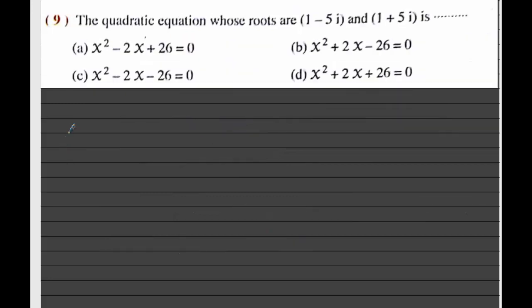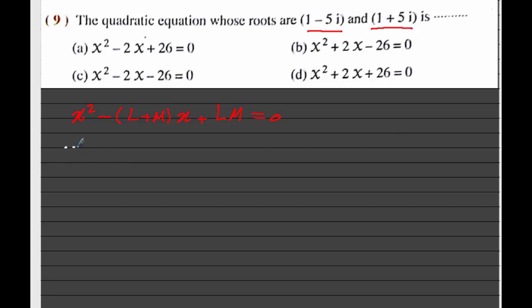Next question. Question number 9. The quadratic equation whose roots are 1 minus 5i and 1 plus 5i is one of these. So the first root here we have L, and the second root M, and the quadratic equation will be in the form x square minus (L plus M), all multiply x, plus the product LM equals 0.